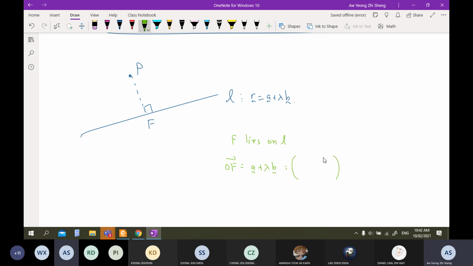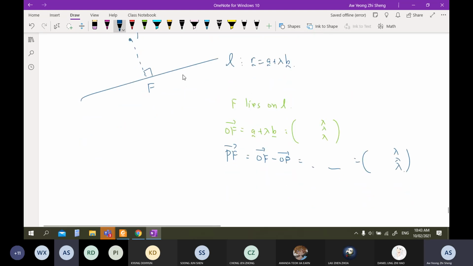So you will get something in terms of lambda. Next, form the vector PF. PF will be OF minus OP. After some computation, you also get something in terms of lambda. Next, make use of the fact that your PF and B are perpendicular. So you can take PF dot B equal to 0. Okay, then solve for lambda.